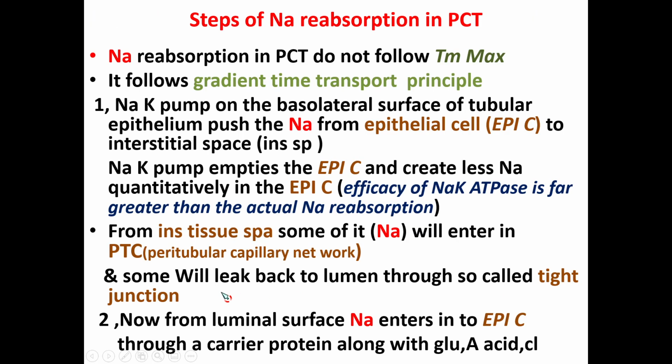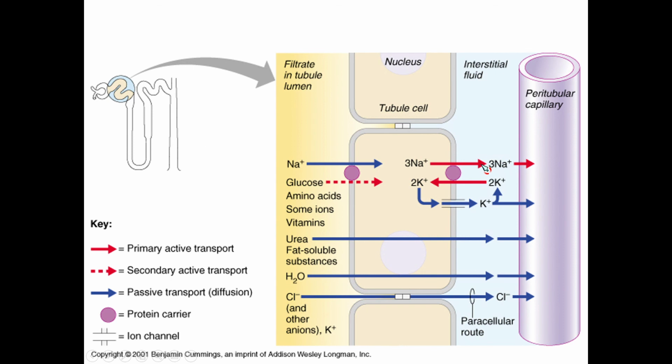Back to the diagram. Once the sodium is reabsorbed and moving into the interstitial tissue, some of the sodium will move in this direction, and some, although it's not shown over here, but follow my cursor, will move through this so-called tight junction back to the lumen. So once the sodium enters the interstitial tissue space, it has got two pathways. Some of it is going to enter the peritubular capillary network, and some of it is going back through the junction into the lumen. And this sodium is going to follow the time gradient phenomenon, how much time it is going to stay in the lumen, and how much concentration gradient is present over here.